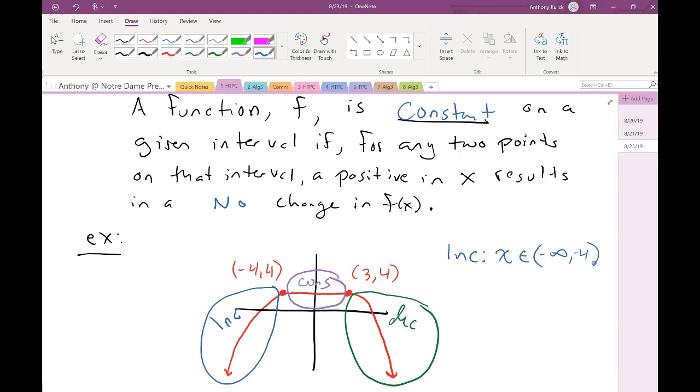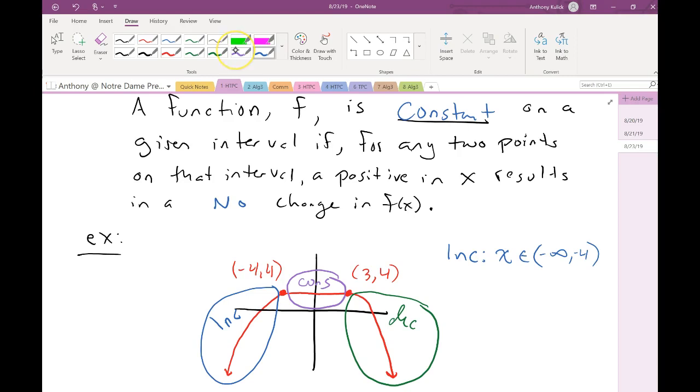Notice here that I'm not including negative 4 here. Why not? Well, it's because that's where the change is occurring, where it's changing from one kind to the other. We're never going to include any transition points where it's changing from increasing or decreasing or constant, where it's changing from one kind of interval to the other. We wouldn't include those endpoints. Everybody okay with that idea?